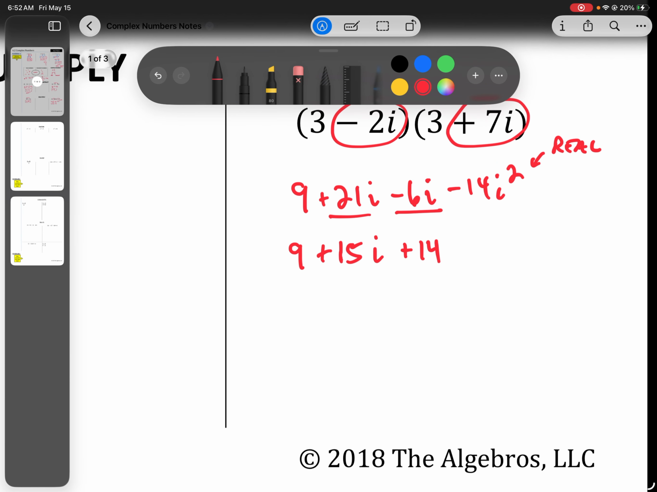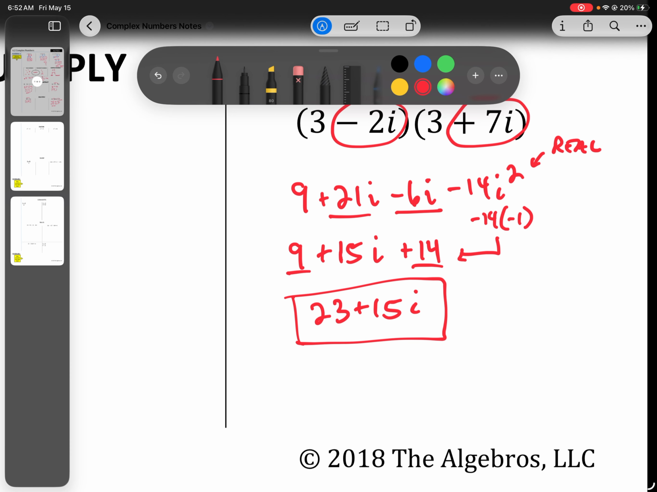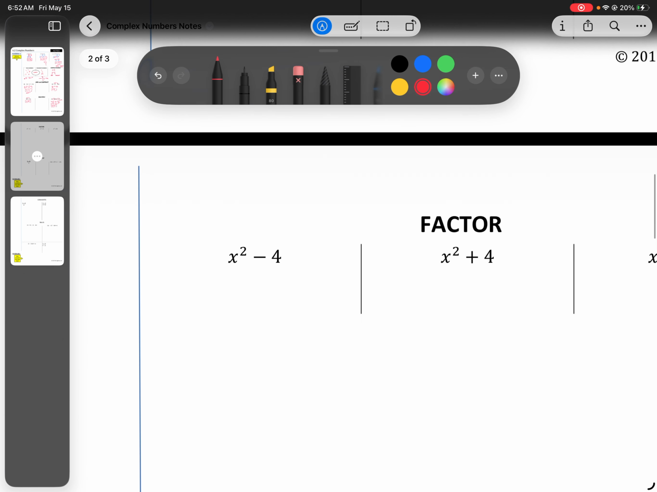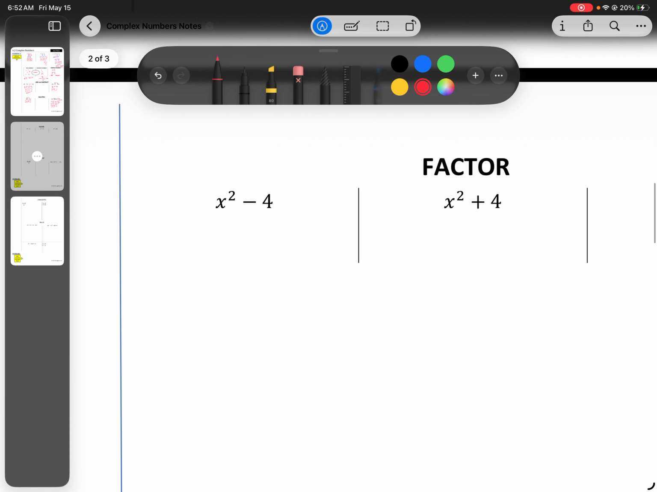All right, so anyway, i squared equals negative 1, and that's the whole key. So this is really negative 14 times negative 1, which becomes plus 14. So now it's real. I can add it with the other real part. So I get 23 plus 15i. All right, moving on. If we want to factor these, so now I know that this is a difference of two squares.